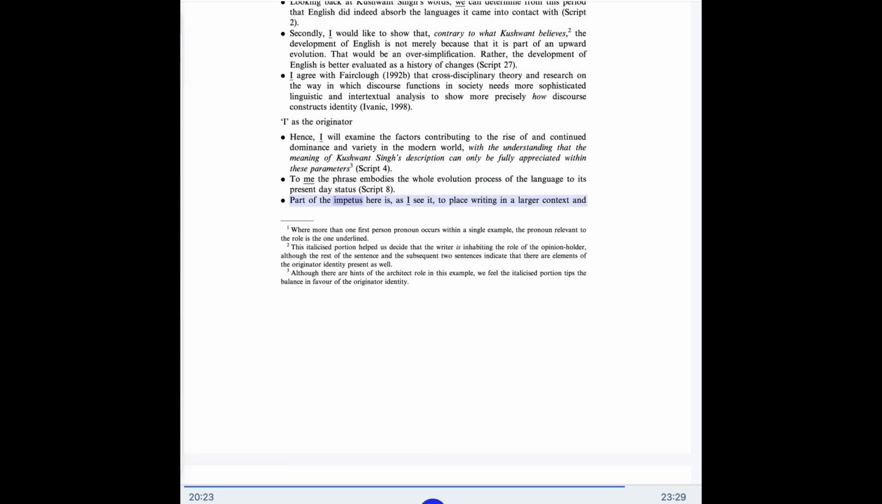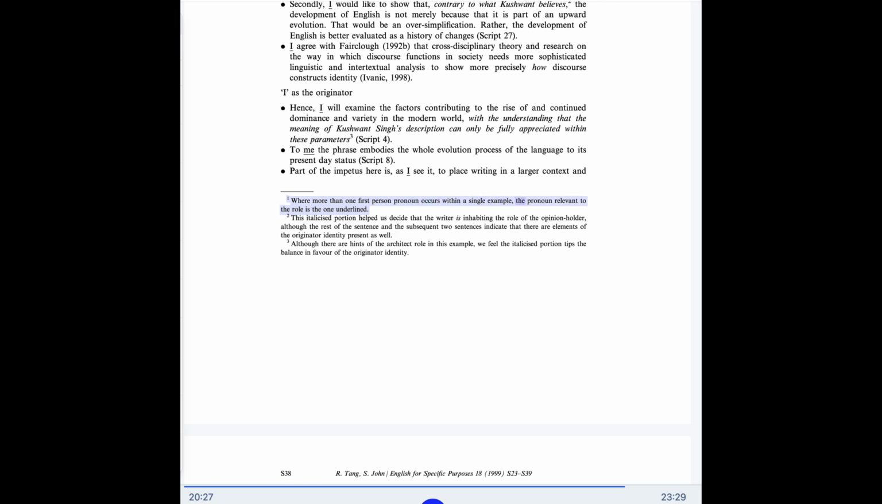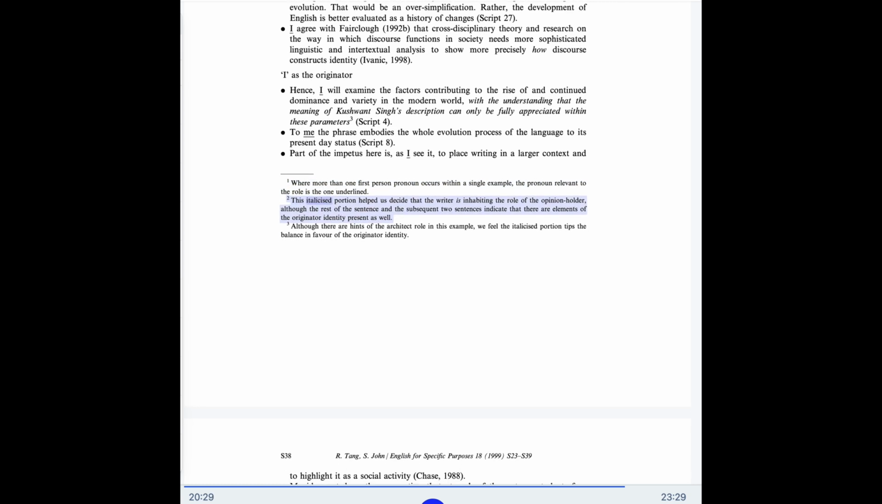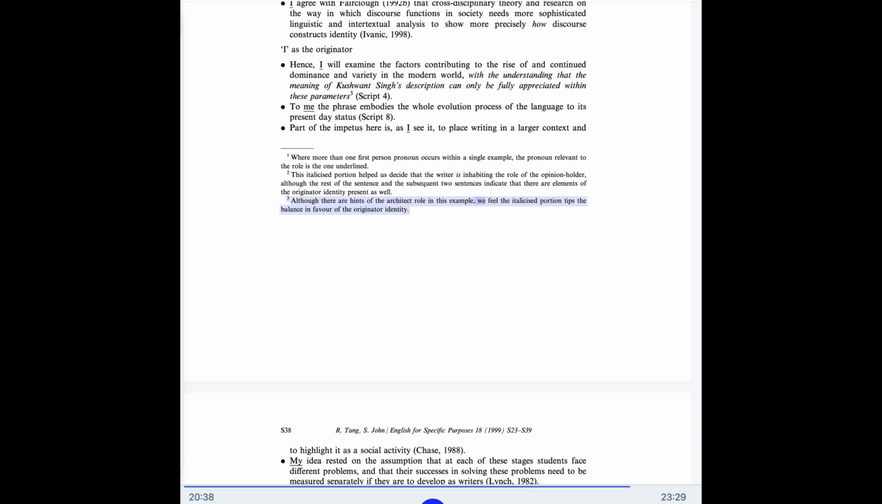Script 8. Part of the impetus here is, as I see it, to place writing in a larger context, and one where more than one first person pronoun occurs within a single example. The pronoun relevant to the role is the one underlined. 2. This italicized portion helps us decide that the writer is inhabiting the role of the opinion holder, although the rest of the sentence and the subsequent 2 sentences indicate that there are elements of the originator identity present as well. 3. Although there are hints of the architect role in this example, we feel the italicized portion tips the balance in favor of the originator identity.